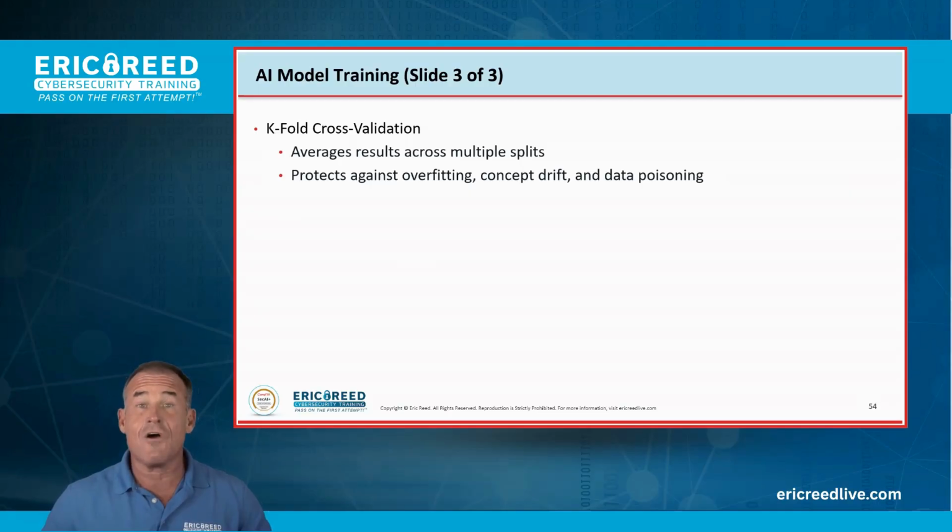This helps detect overfitting, when a model memorizes training data but fails on new data. Concept drift is when your real-world data gradually changes over time. I see a lot of drift in my own personal AI use, where it just starts getting a little bit outside of the beaten path and you've got to rein it back in. It can also expose data poisoning, which is any situation where the attackers manipulate training data to influence your model behavior.